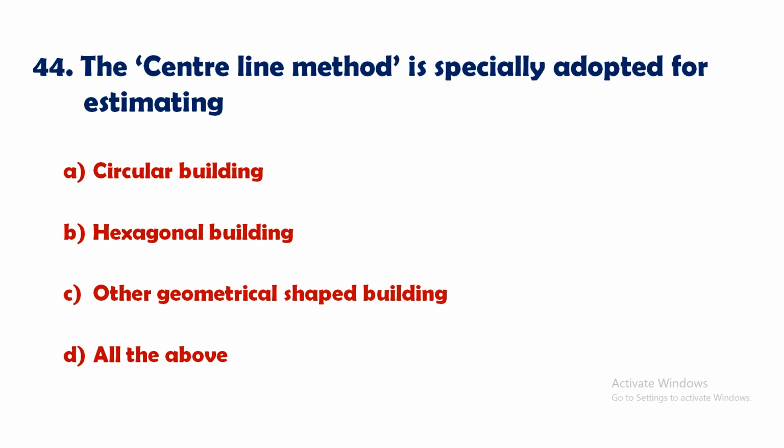The centerline method is specially adopted for estimating: circular building, hexagonal building, other geometrical shaped building, all of the above. The answer is, centerline method is specially adopted for estimating all types of buildings.